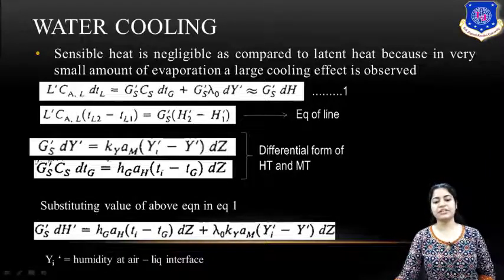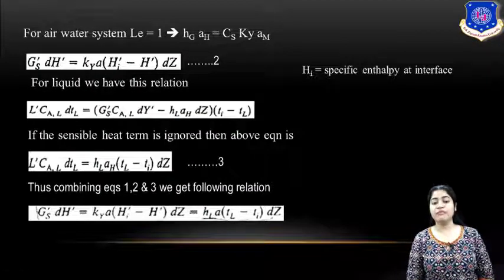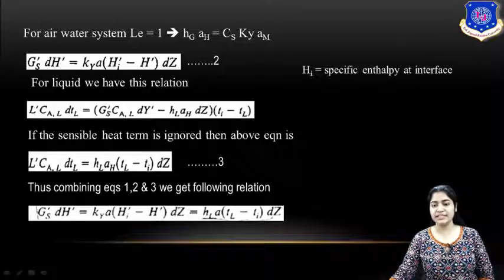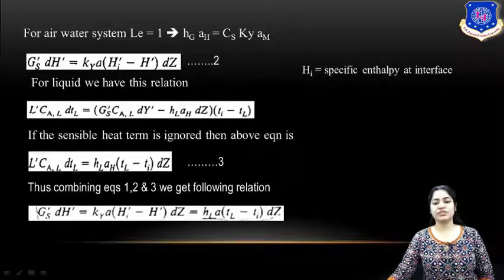Now what you are doing is substituting the value of the above equations in equation 1. So the value of the whole term Gs' dY' and this term Gs' Cs dTg, you are substituting in equation 1, and you get the following equation. Here note down what Yi' is, that is the humidity at the air and liquid interface. For the air water system, you have Lewis number equal to 1. It means your Hg Ah is equal to Cs Ky Am. It means now the area for heat transfer and mass transfer is the same. Thus, you get equation 2.